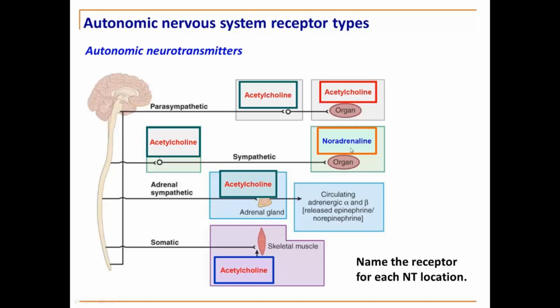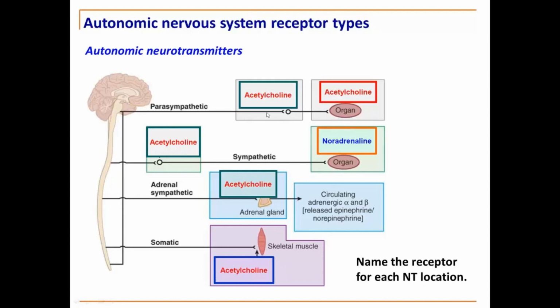A couple of places release acetylcholine. But also the presynaptic releases acetylcholine directly onto the adrenal gland, where it releases adrenaline and, to a lesser extent, noradrenaline into the bloodstream. What I'd like you to do now is, at each of these places, the autonomic ganglia and the effector area, just name the receptor for each.